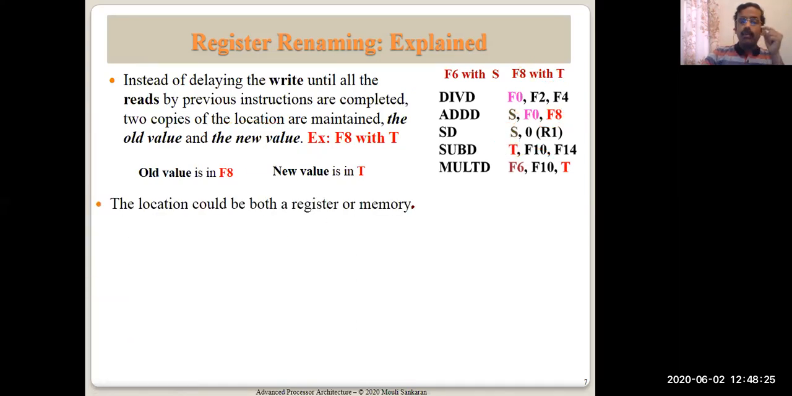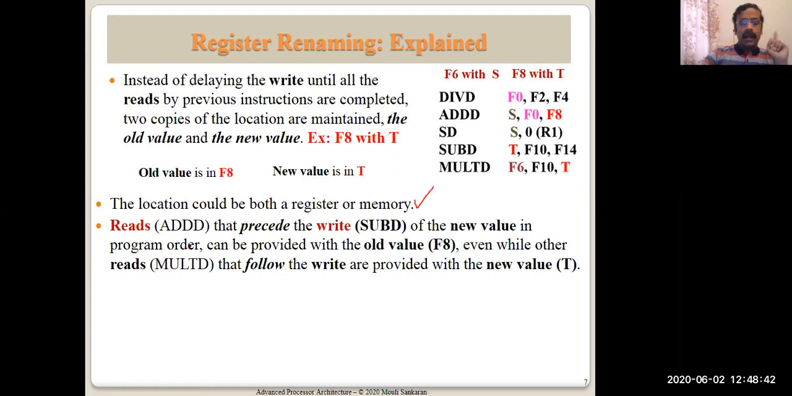The location could be both a register or memory. It's not that you have to find temporary registers for only the registers inside the CPU. You can even do it for memory. Instead of going into the memory and reading it, you can keep it in the register. I'm not talking about that implementation at all. Now let me try to explain this sentence.